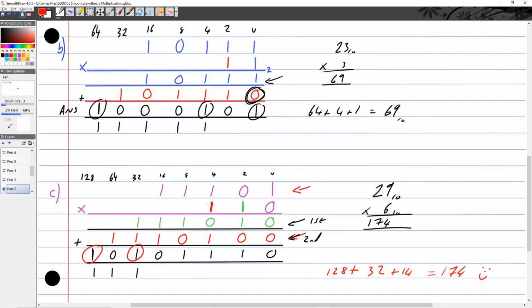And multiplying by a 1 in the third column means you shift the original number to the left twice, and so on. If we had a 1 in the 8th column, we would shift the number 1, 2, 3 times. So hopefully that was useful, and as ever, have a go yourself.